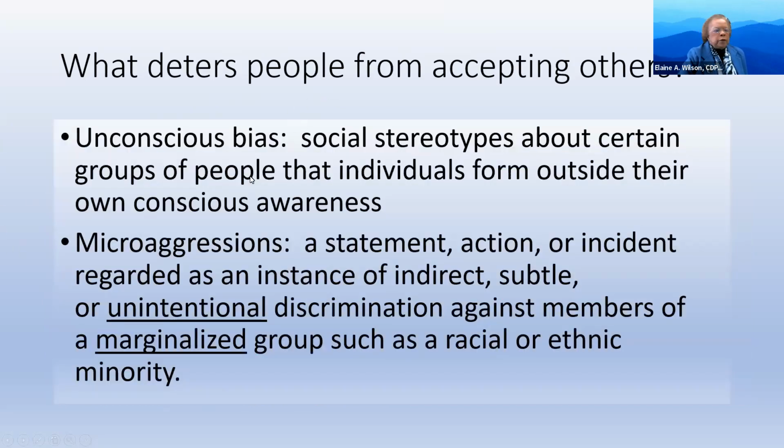One of the things that keeps people from accepting people who are different from them have to do with these two concepts. One is unconscious bias, in which social stereotypes about certain groups of people are formed by individuals outside their own conscious awareness. You may not be aware that you don't like people of color, or you don't like people from Mars, or you can't stand people who are in your way with a wheelchair.